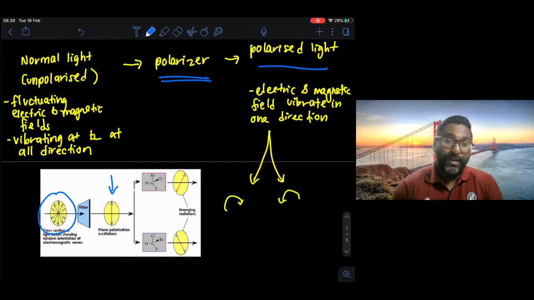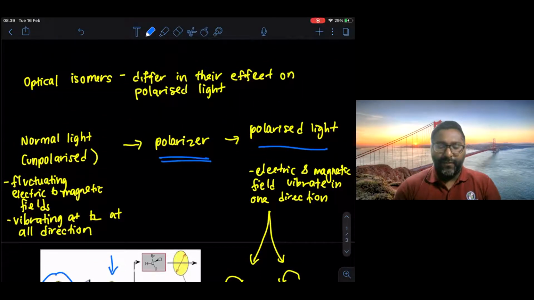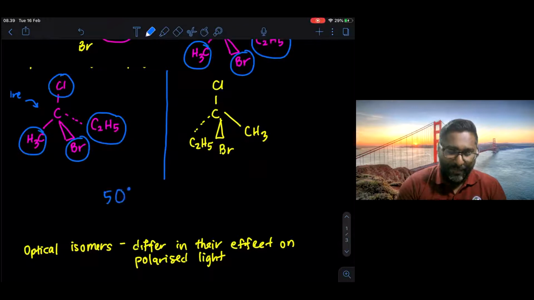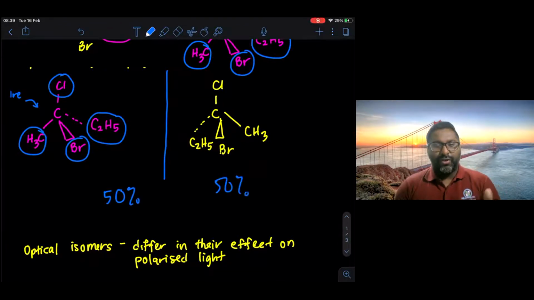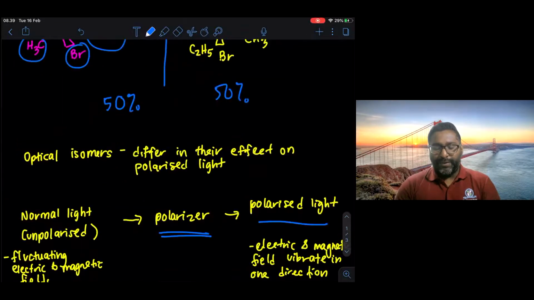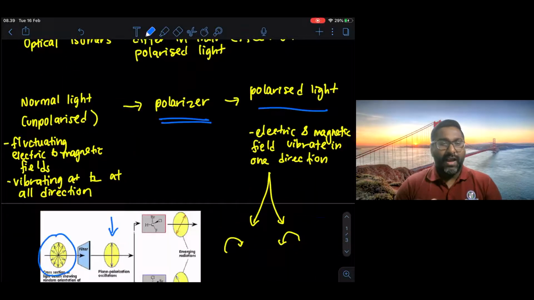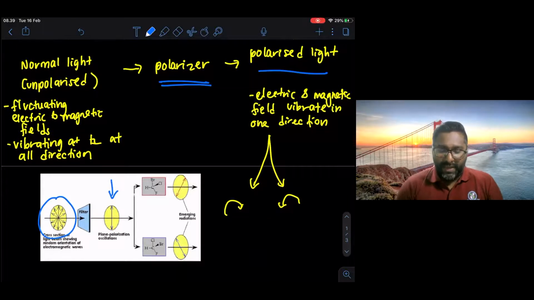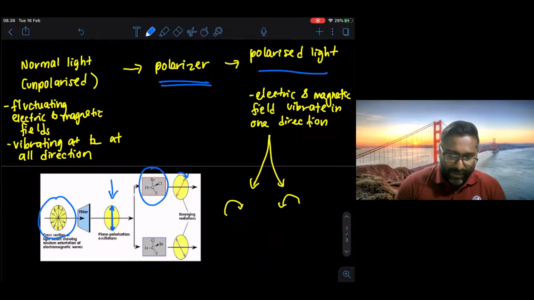When we put this into our optical isomer sample, they exist in the form of a mixture of 50% and 50%. These optical isomers rotate the polarized light into different directions. You can see that if you go in this direction, this particular molecule rotates it in a clockwise direction. And here, you are going to see that it is rotated in the anti-clockwise direction.